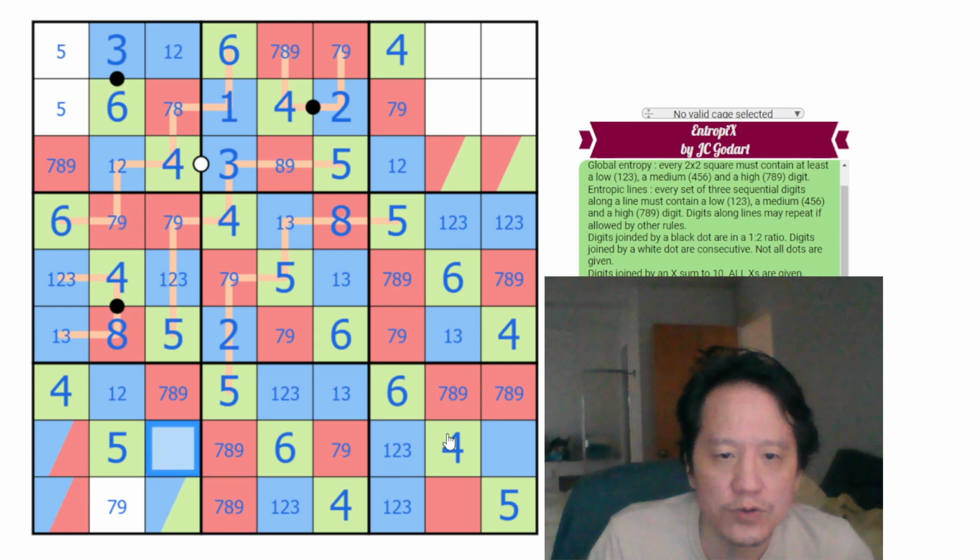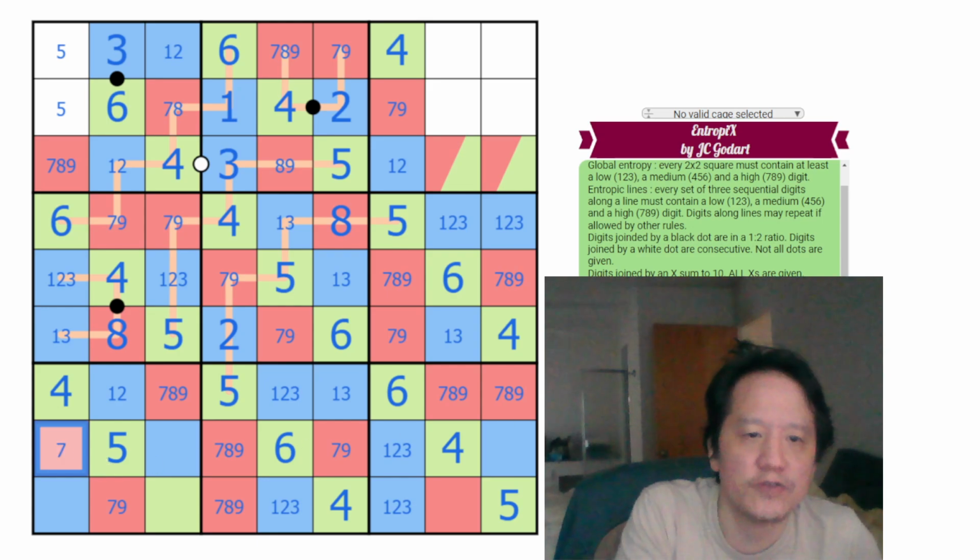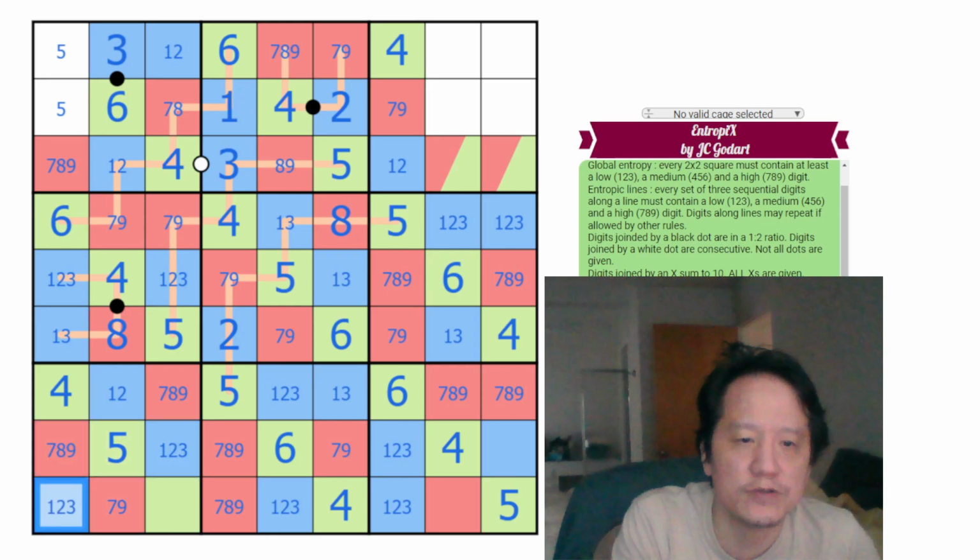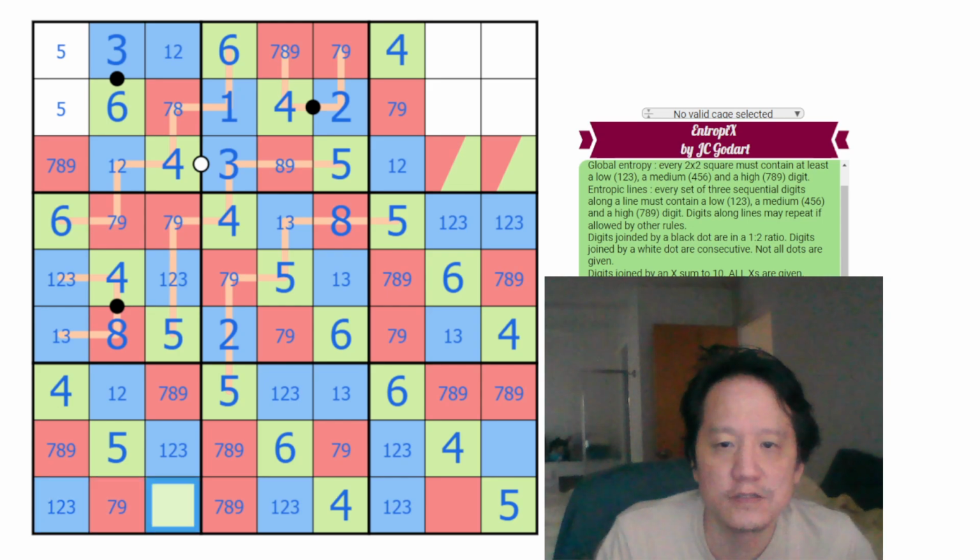So this is blue. We have blue, blue, blue. So this can't be blue. This is red. So that can't be red. This has to be blue. This can't be blue. This is green. Okay. So this is 7, 8, 9. We have 1, 2, 3, 1, 2, 3. This is 6.